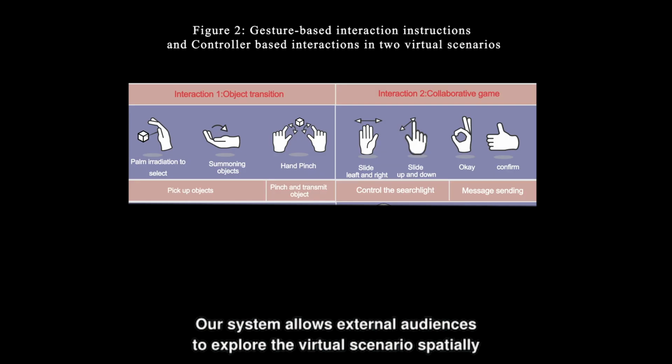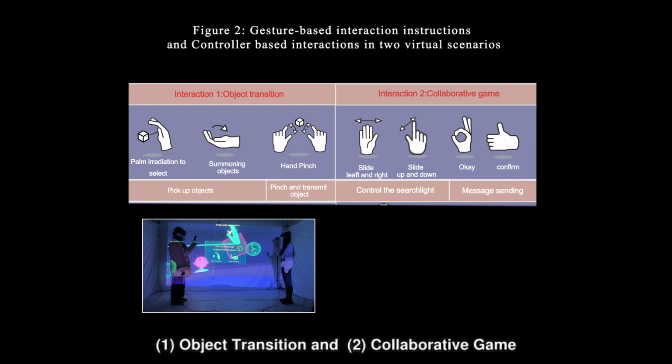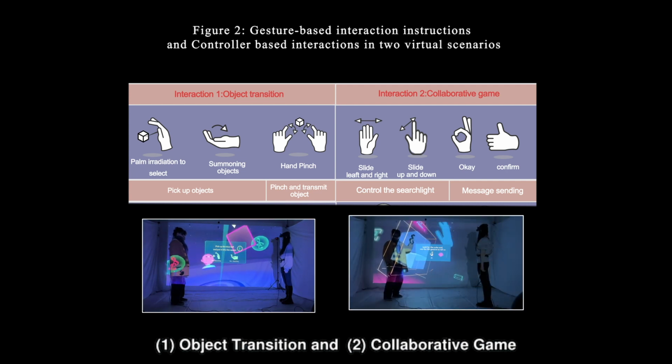Our system allows external audiences to explore the virtual scenario spatially and generate asymmetric communication with VR audiences in two different modes. 1. Object transition and 2. Collaborative game.